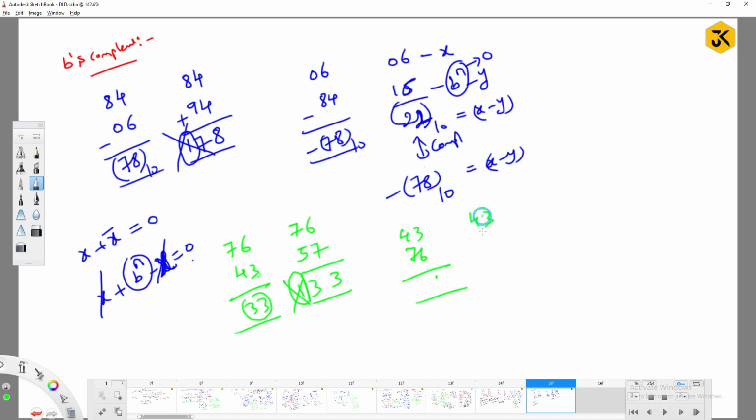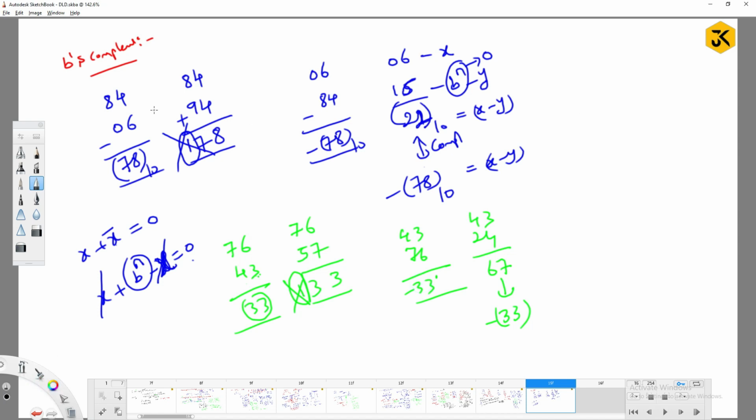So 43, the 9's complement is 23, plus 1 is 24. You are going to get 67. You need to find out its complement, that is 33. Further, you need to append minus. Right? So here, what do you have to do?